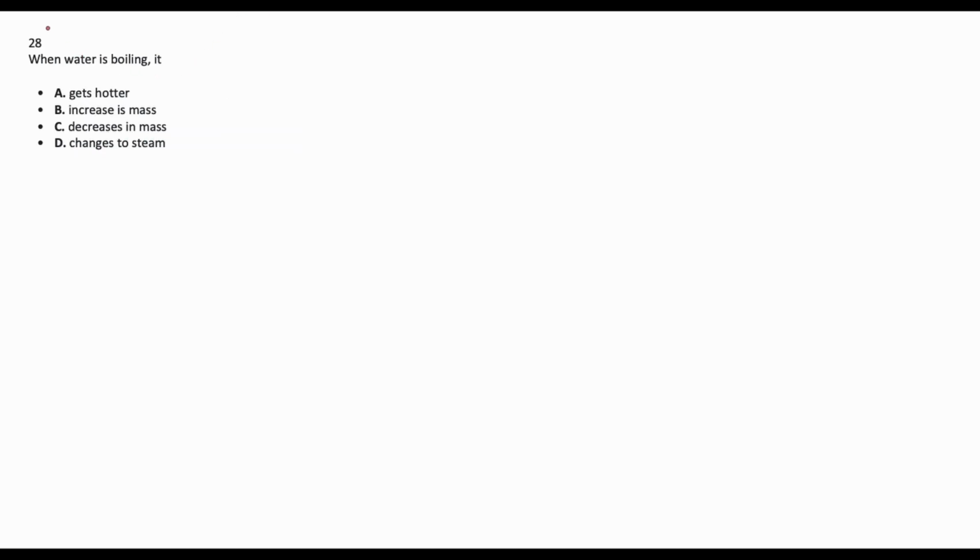Question 28 says, when water is boiling, what happens? Now, the definition of the boiling point is the temperature at which the vapor pressure of a liquid equals the external pressure, that's the atmospheric pressure. What happens then is that the liquid starts to change into the gaseous form. So for water, the boiling point is the point where the water begins to change to steam. And our answer here is D.